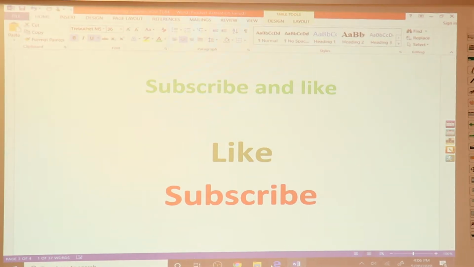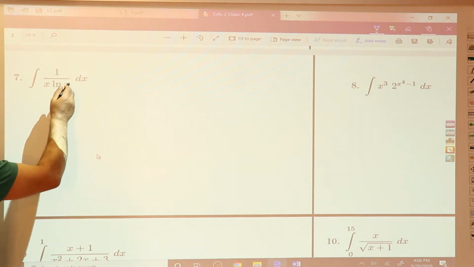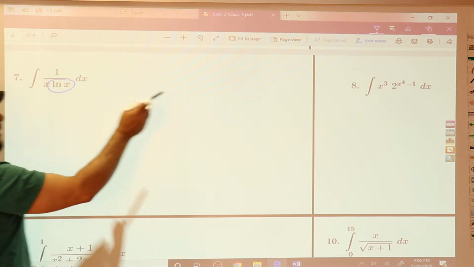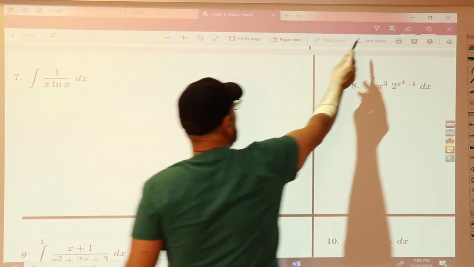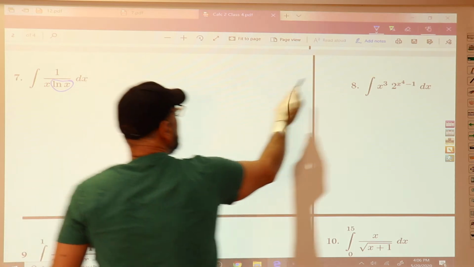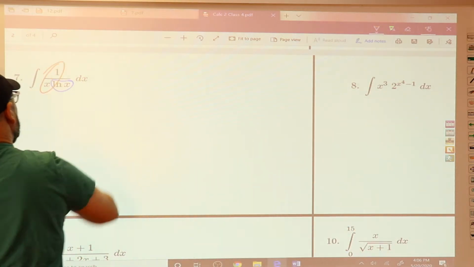As we believe, practice means more understanding. Look here, the problem: we have two functions. The first function is 1 over x, the second function is ln x. Or the first function ln x, the second function 1 over x. Good.